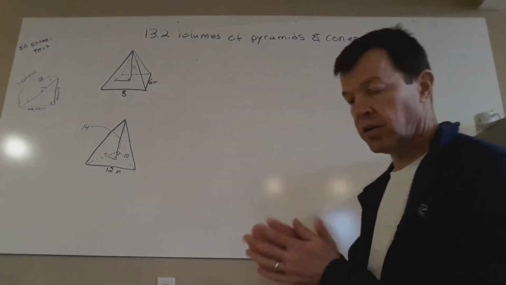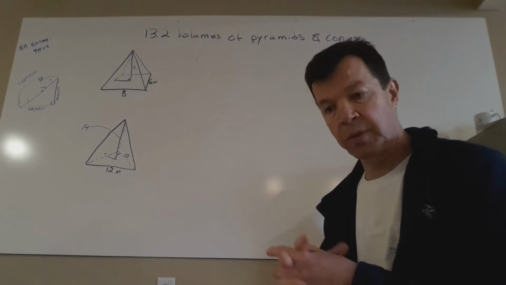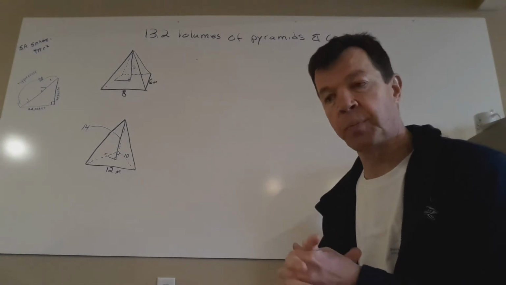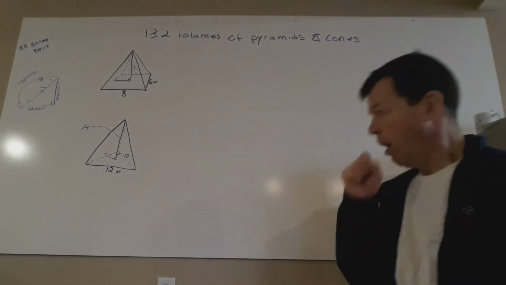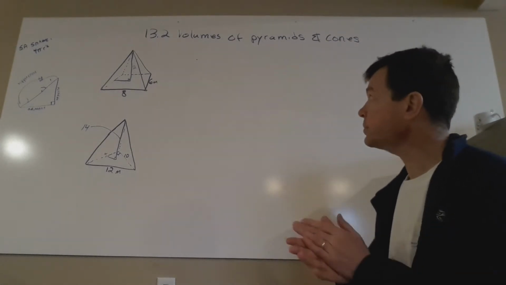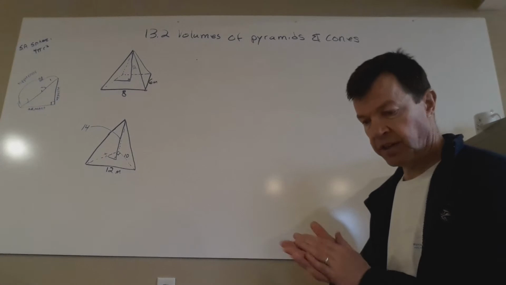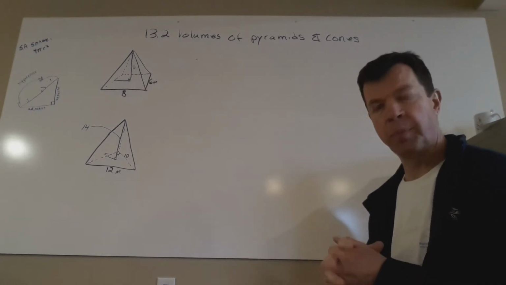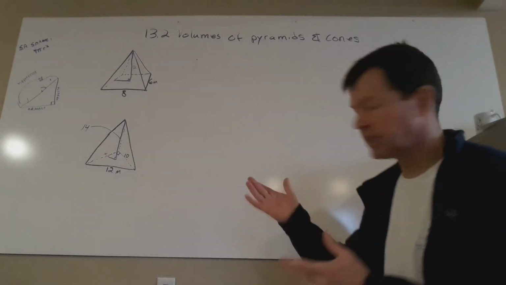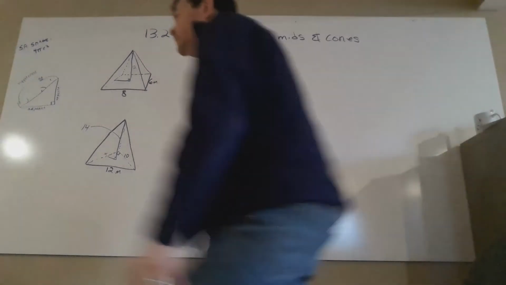We need to know the area of the base, and we'll multiply that with the height, except with pyramids and cones, we will divide those by 3. Get the area of the base, multiply that to the height, and divide it by 3 for pyramids and cones. I have a couple examples. We'll get started with those.